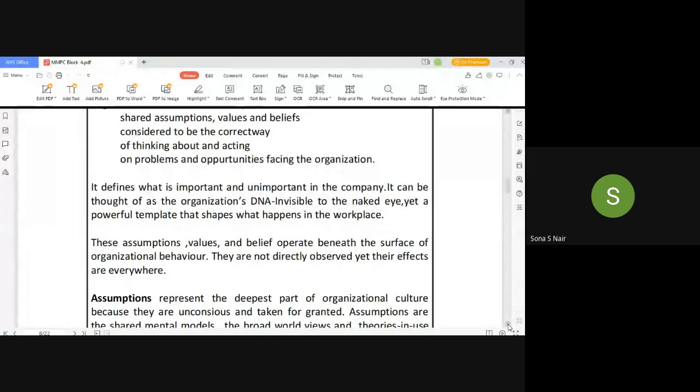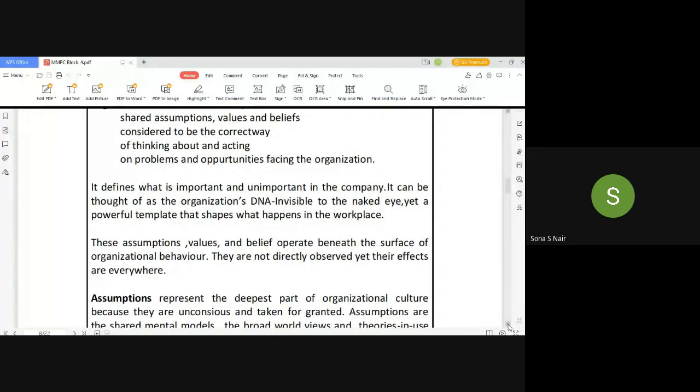Now, we talked of DNA. We can talk of the DNA of individuals also. What are we made up of? Our personalities are made up of a lot of genetic factors, the kind of education we've had, the kind of experiences we've had, the kind of people who are around us. All those factors influence and impact us, and they have led to the kind of person that we are, our personalities. So organizations also have personalities.